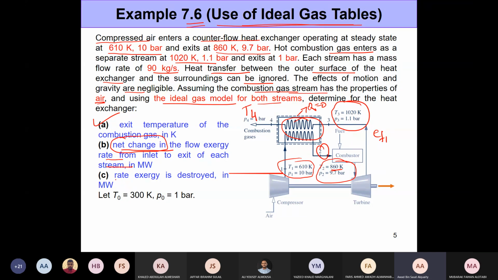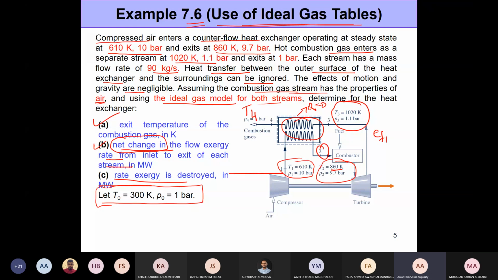And lastly, we're looking at how much exergy is destroyed. So these are three different things that we're looking at. As we explained in the last problem, parts A and B give you the hint towards going to part C. You need to know the things in parts A and B before you calculate how much exergy is getting destroyed. These are the conditions given for T naught and P naught. Let's just go ahead and start solving it.